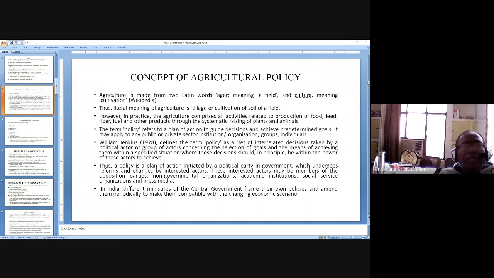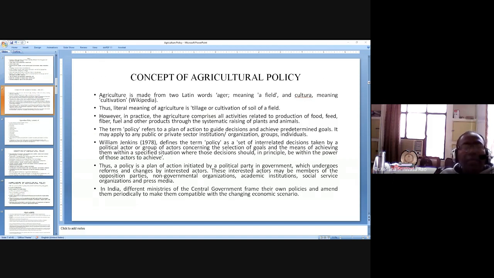Agriculture is made from two Latin words, as you know. Ager means a field, and cultura means cultivation. That means field cultivation. Fundamentally, we can discuss how the field cultivation is done, and how the cultivation policy can be framed. Agriculture is the tillage or cultivation of the soil of a field, because ultimately it is about how they are plowing and tilling the soil. That is called agriculture.